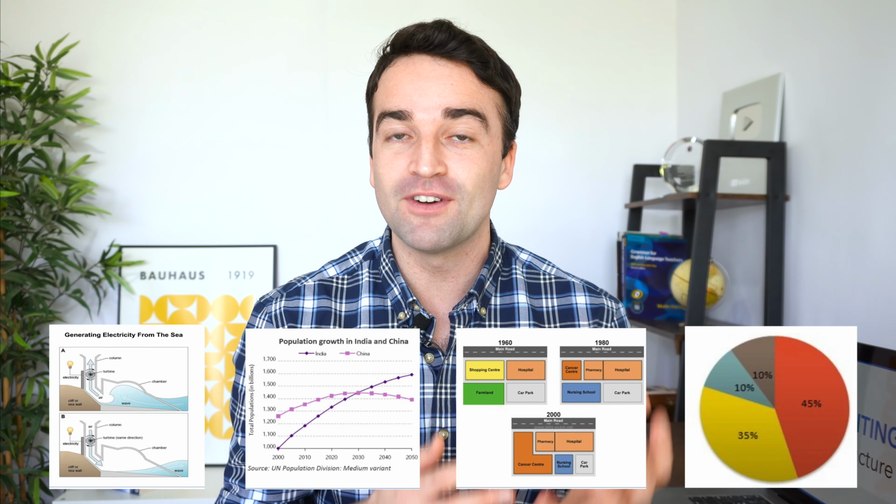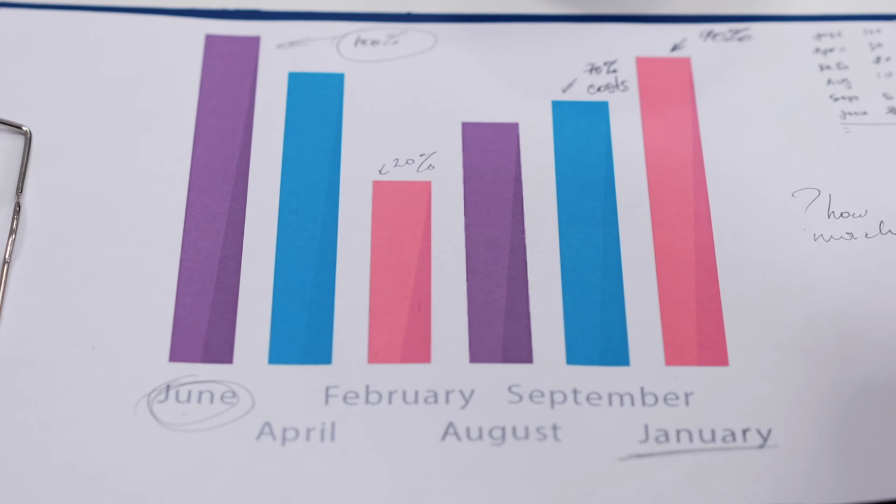So this 4-step structure can work well for all of the different types of questions on writing task 1, but it does work particularly well for describing a graph. So in today's lesson, I'll go through this structure by describing a graph, and I'll show you how to use it effectively. And the graph we're going to describe together is this one here.